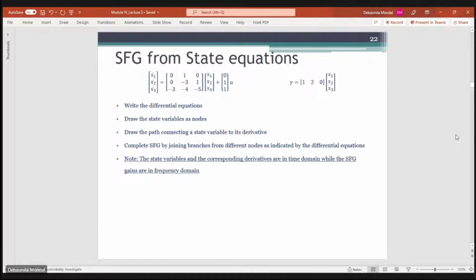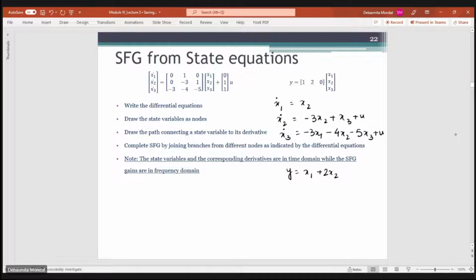In a similar way, if you want to do the reverse, that is, if you have the state equations and want to find the signal flow graph, first you will write the first order differential equations corresponding to these state equations. For this system, x1 dot equals x2, then x2 dot equals minus 3x2 plus x3 plus u, and x3 dot equals minus 3x1 minus 4x2 minus 5x3 plus u, and your output equation is x1 plus 2x2.